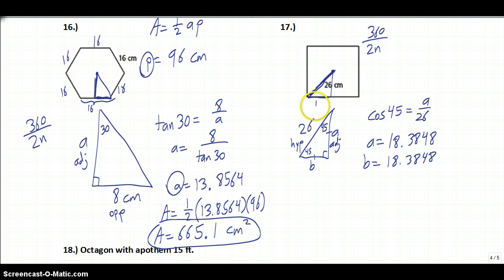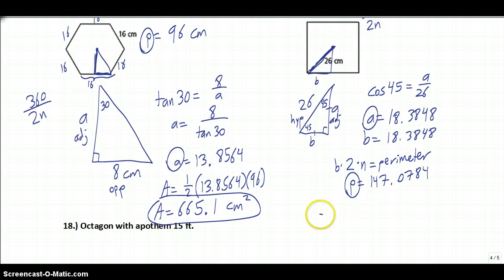Now the big question is, how do I turn B into a perimeter? How do I get all the way around it if B is only half of a side? First thing you always want to do, you take B times 2 times the number of sides. That'll give you your perimeter. So anyway, we're going to take 18.3848 times 2 and then times 4. And my perimeter in this case equals 147.0784. Perimeter, apothem, you're ready to go.